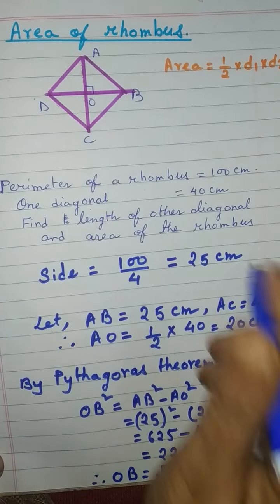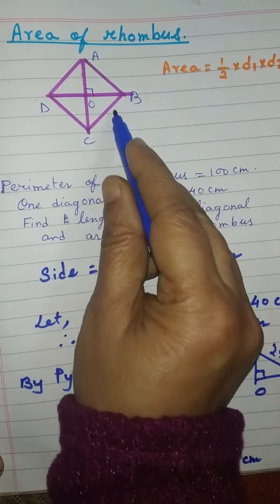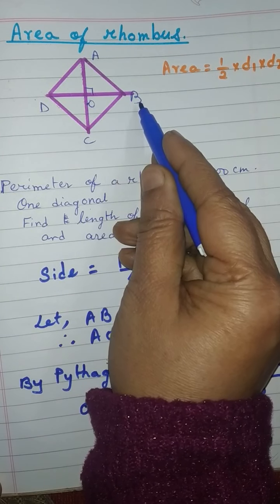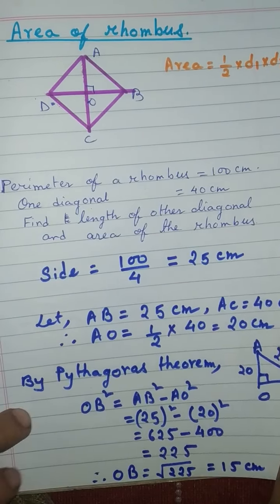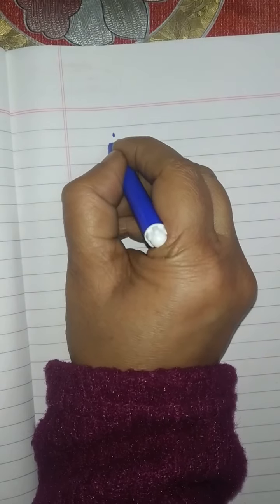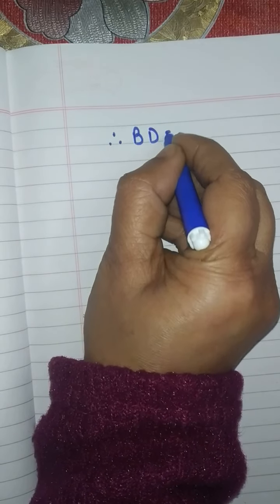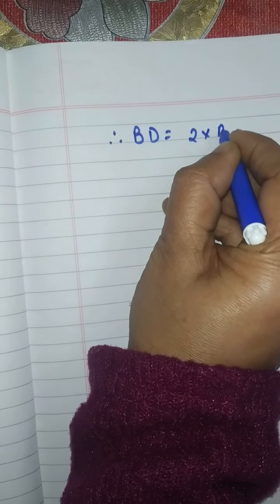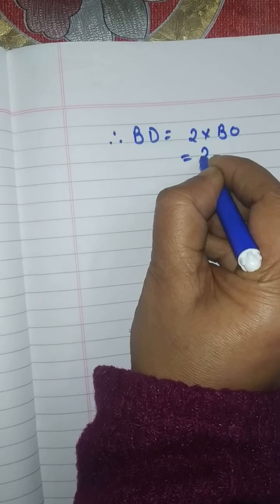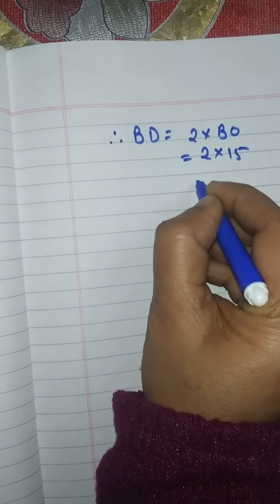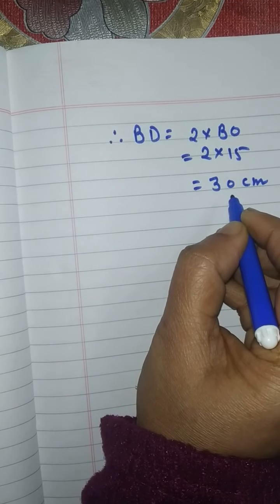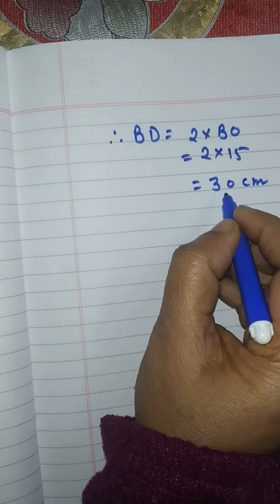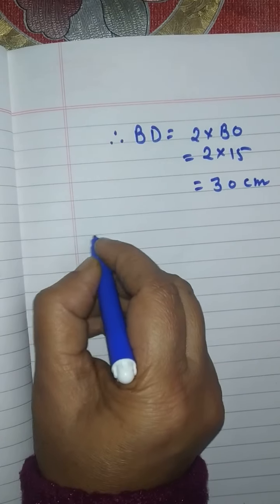If I consider the original figure, if OB is equal to 15 centimeter, then what is the length of the other diagonal? That is BD. BD is equal to 15 into 2, 30 centimeter. So therefore, BD is equal to 2 into BO. BO is equal to 15, so 2 into 15, that is equal to 30 centimeter. So there are two questions. First question is find the length of the other diagonal. The other diagonal is equal to 30 centimeter.